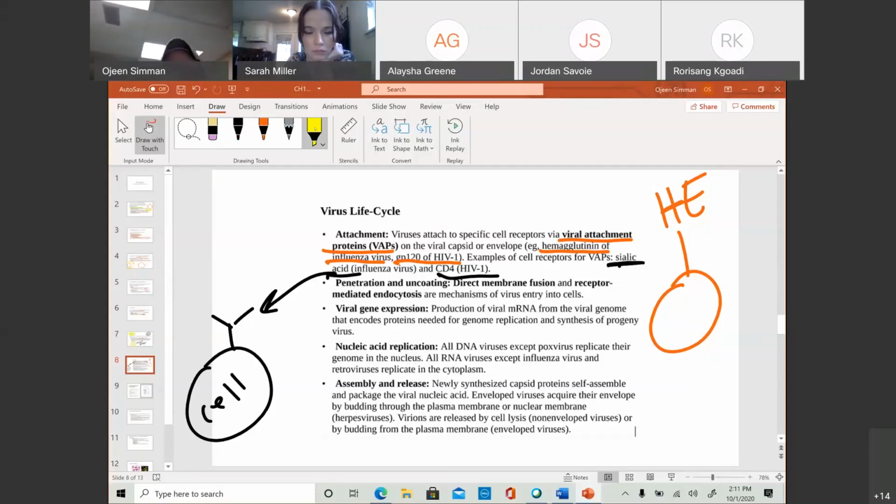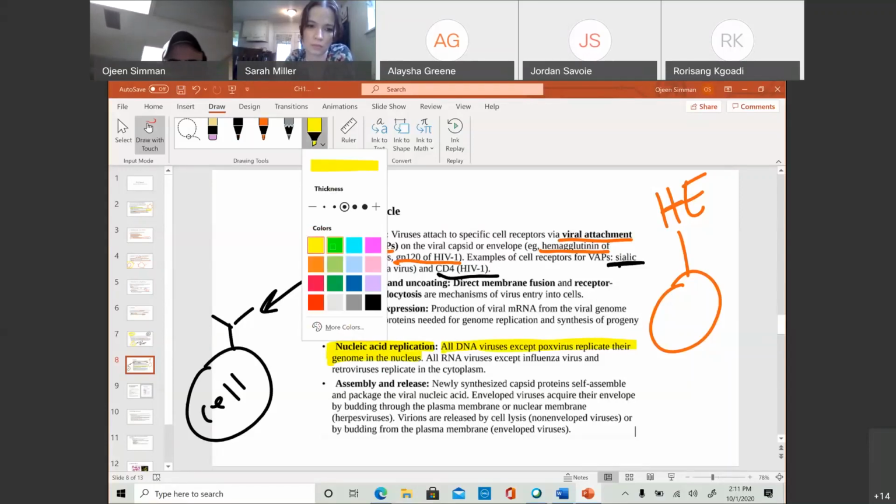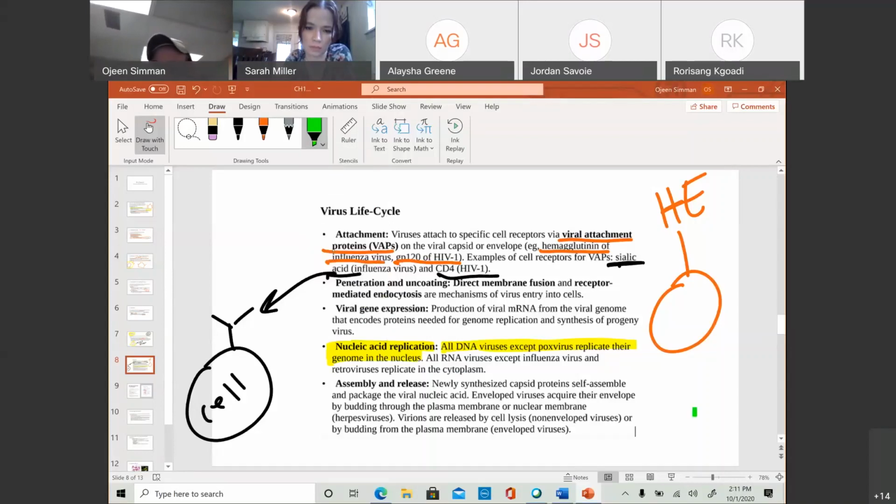Okay, the other thing is nucleic acid replication. As we said, DNA viruses replicate their genome in the nucleus, except pox virus. All DNA viruses replicate their genome in the nucleus except pox virus. That means that pox virus replicates its genome in the cytoplasm. It's the only DNA virus that's an exception to the rule.